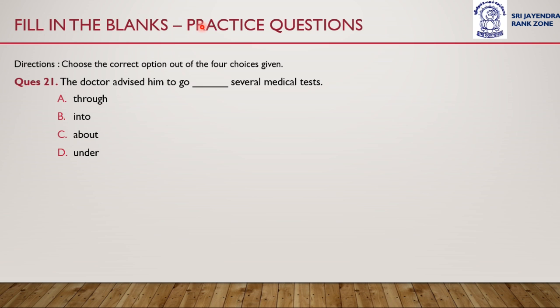Okay. Question number 21. The doctor advised him to go dash several medical tests. Options are A, through, option B, into, option C, about, and option D, under. Through, into, about, under. These are the four options. The doctor advised him to go dash several medical tests.